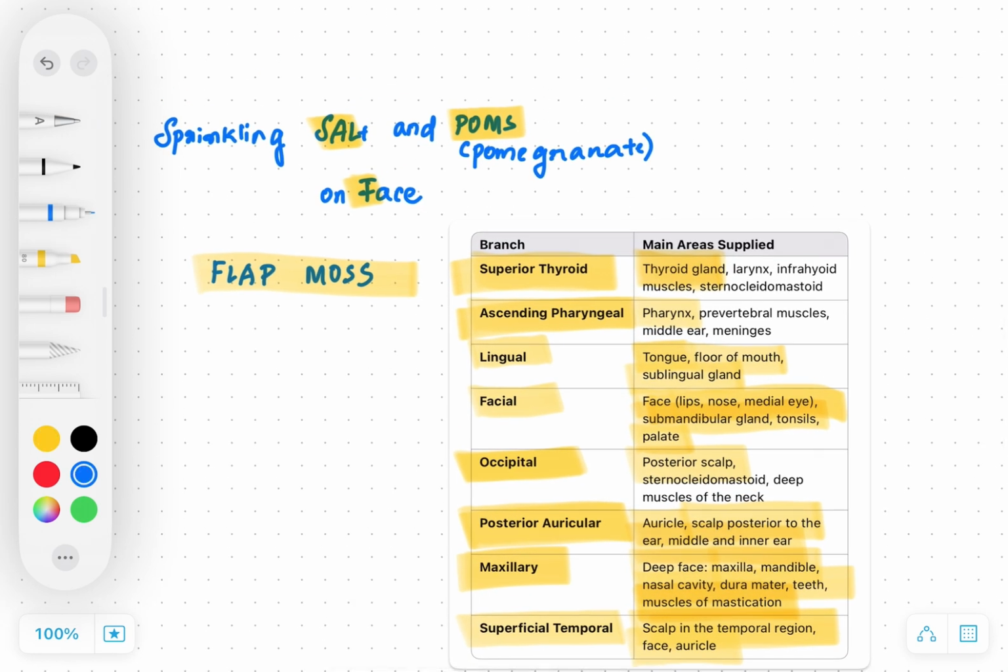So the main things we can remember: superior thyroid will supply the thyroid gland; ascending pharyngeal, the pharynx; lingual, the sublingual gland and the tongue; facial, the superficial face and submandibular gland; occipital, the posterior scalp; posterior auricular, the scalp posteriorly; maxillary artery, the deep face; superficial temporal artery, the scalp in the temporal region.